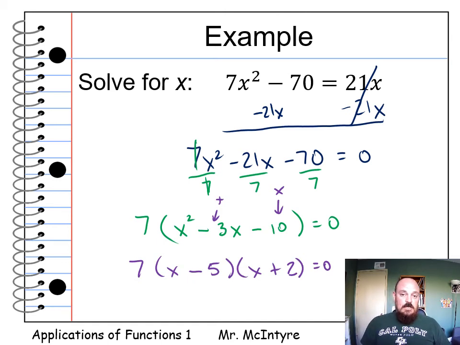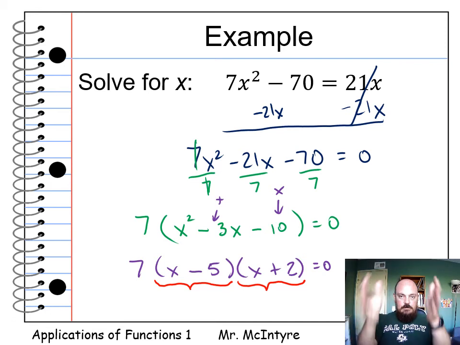So now we're finally ready to solve. I'm ready to do the zero product property. I don't have to worry about the 7 because remember, we're trying to figure out what would make this thing equal to 0. A 7 is just a 7. It's never going to equal 0. So that means that either this one right here or this one right here equals 0. Because remember, it's a multiplication problem. It's 7 times x minus 5 times x plus 2. If the answer to that question is 0, which it is, then one of those things has to be 0. Well, a 7 is not a 0, it's a 7. So one of the other two things is.